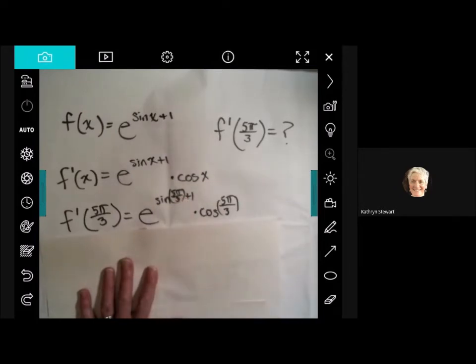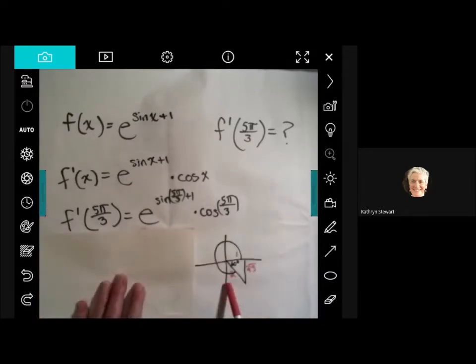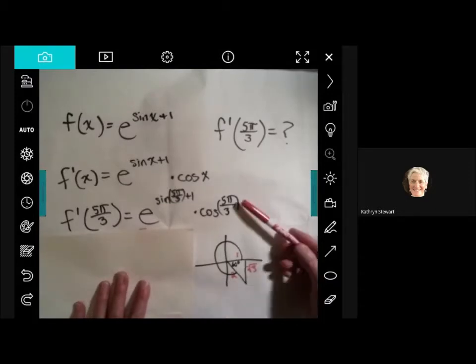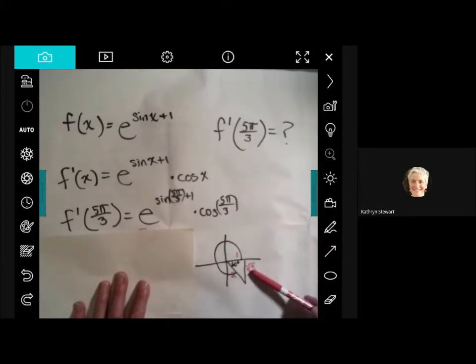And now I have to remember my trig. So I always like drawing a picture, right? Here's my 30, 60, 90 triangle. 5 pi over 3. I always think of that pi as 180 degrees. So 180 degrees divided by 3 is 60 degrees. So I know my reference angle will be a 60-degree angle. 5 pi over 3, that's going to be in my fourth quadrant.